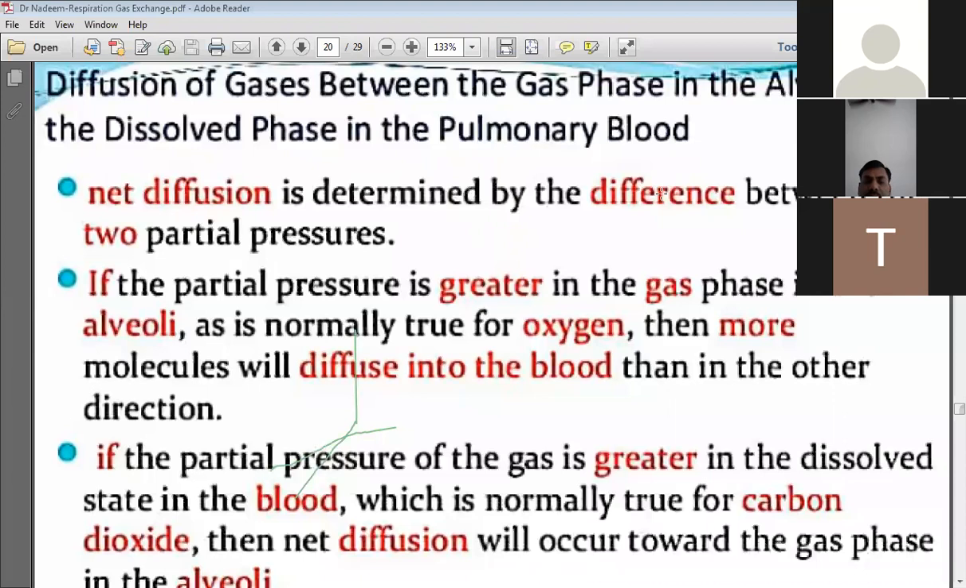It is clearly mentioned that if the partial pressure is greater in the gaseous phase in the alveoli, which is the case for oxygen, then more and more molecules will diffuse into the blood than in the other direction. It will diffuse into the blood because the partial pressure is higher.